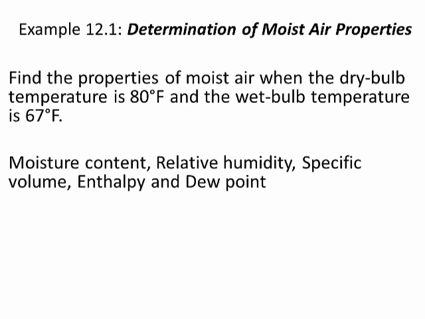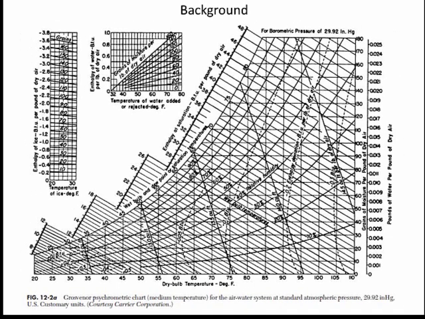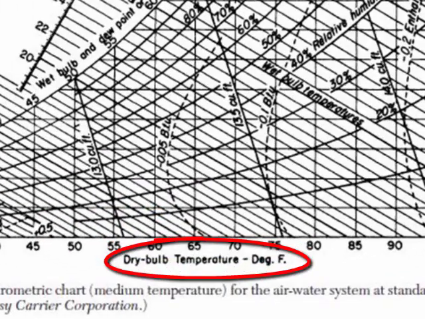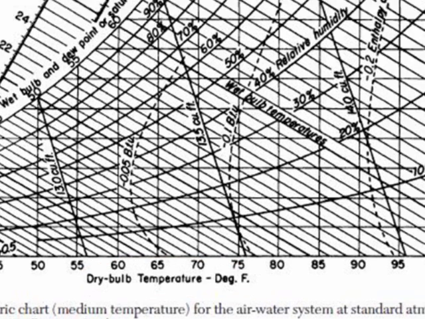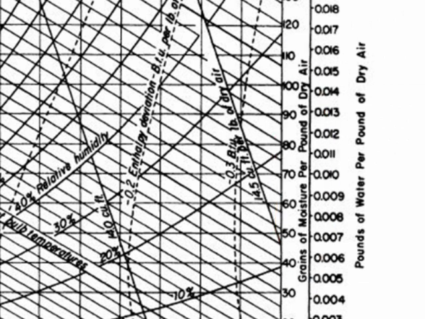Before solving the problem, let's refresh our mind about a psychrometric chart. Figure 12.2a that you see here has dry bulb temperature in degrees Fahrenheit on the x-axis and moisture content in grains per pound of dry air on the y-axis, and if we consider the parallel scale next to it, we can get moisture content in pounds of water per pound of dry air.